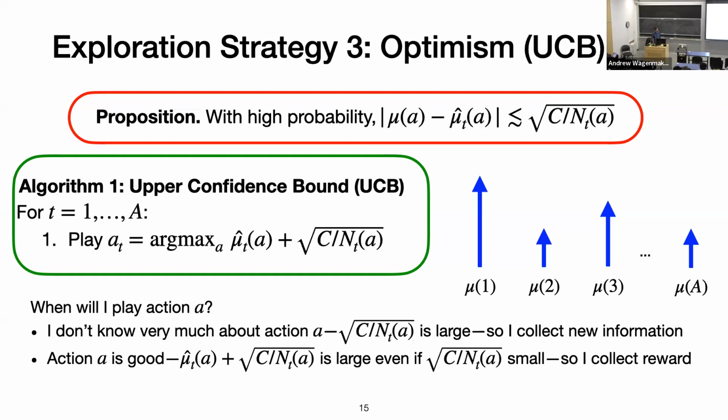So one of two things will happen when I do optimism, which is either I will play an arm that has a large mean, which is good, I'll get reward, or I'll collect some amount of new information, which is also good.